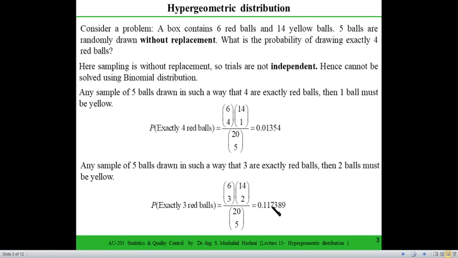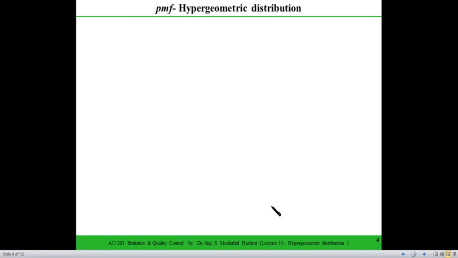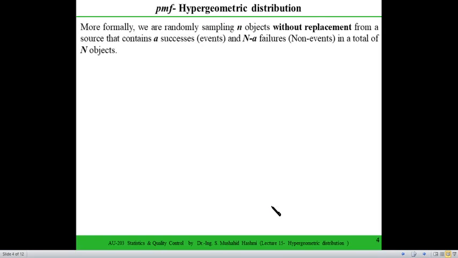So here what we can do is formalize this experiment. What we are doing is randomly sampling n objects out of a total population of capital N. Capital N represents the number of items in the population. From the previous example, it was 20 balls.